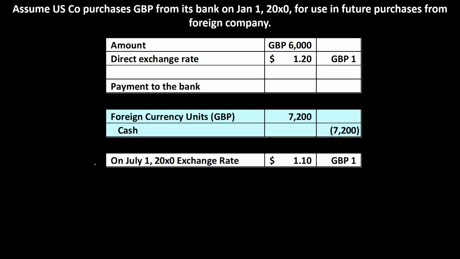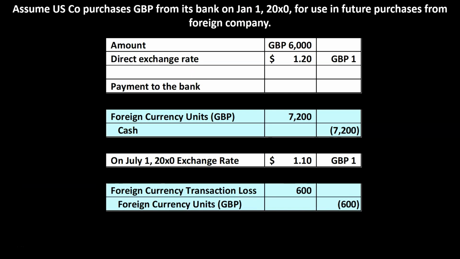So now on July 1st, 2000 x0, say the exchange rate is now 1.1. So we're going to have an adjustment. We've got 6,000 pounds, and we multiply that times the exchange rate of 1.1, and that's going to be 6,600. We had put it on the books at 7,200, and now it's really valued at 6,600 given the current exchange rate. If I subtract this from the 7,200, we get a $600 difference. That $600 difference is going to result in a loss that we have to record. And if we think about it, why would it result in a loss?